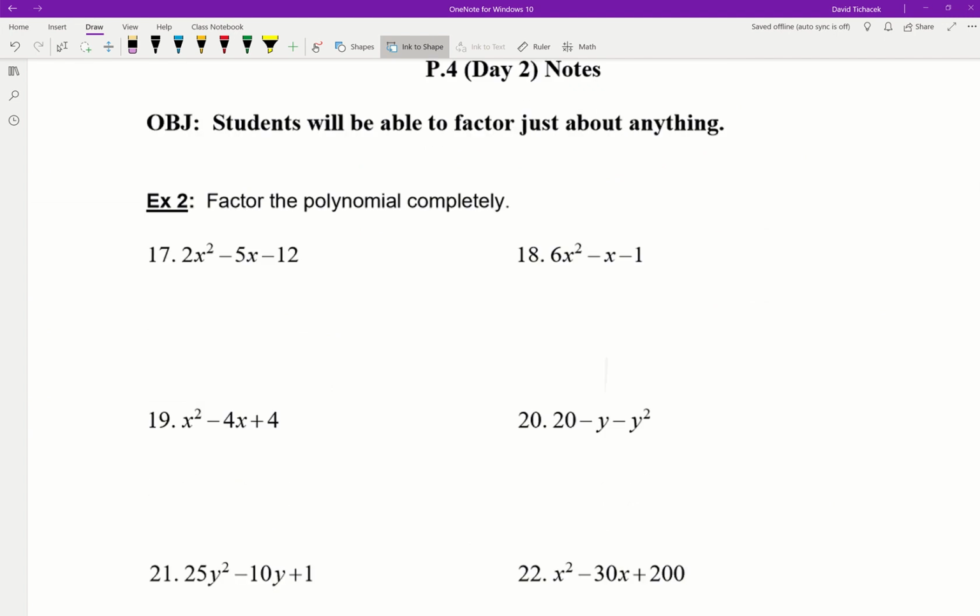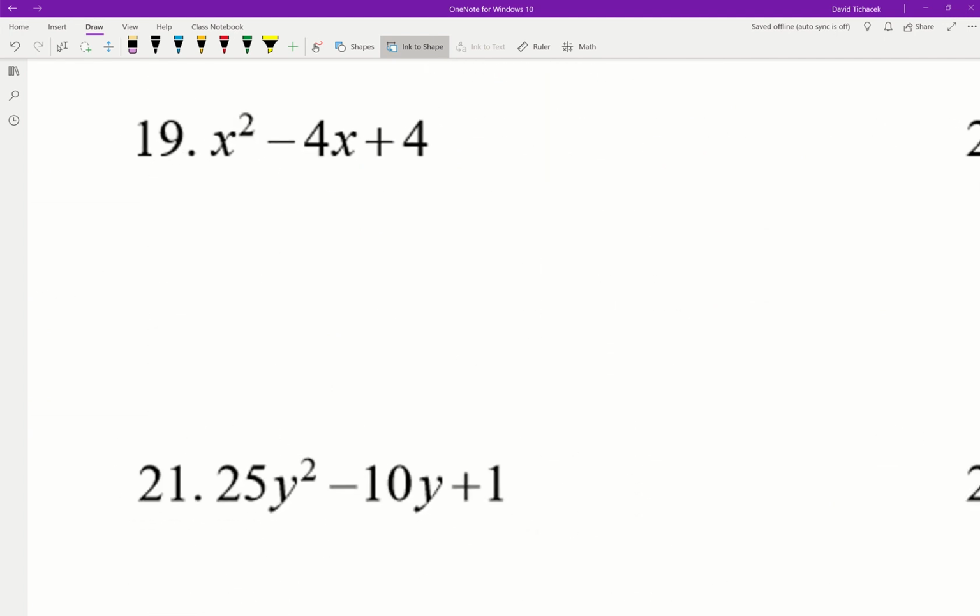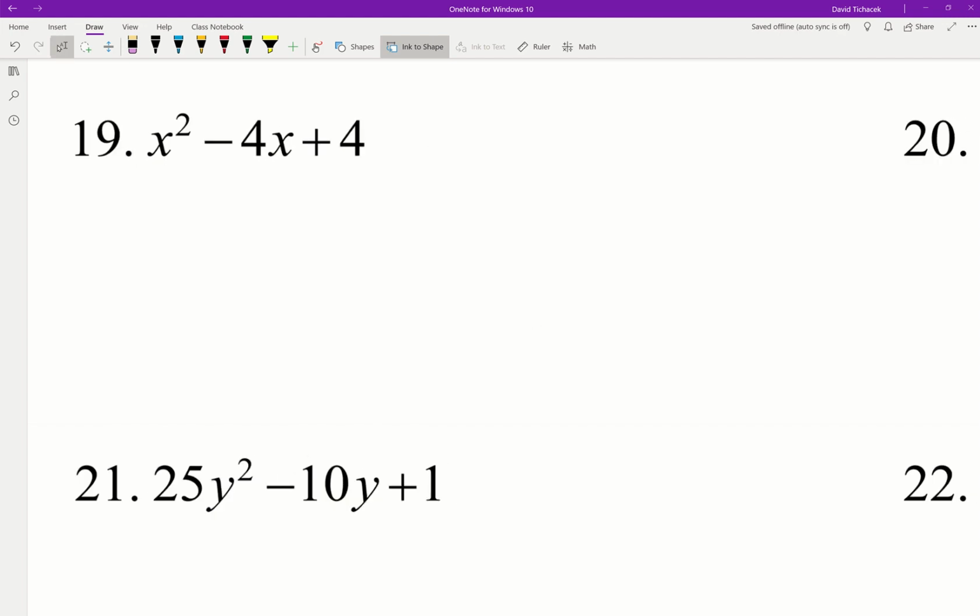I'm going to skip around. There are a ton of examples in this set of notes, so I want to start off here with number 19, and then we'll jump around. Okay? So here in number 19, we have a polynomial, and if we go down our checklist, remember, the first thing you always want to check for is that greatest common factor, the GCF.